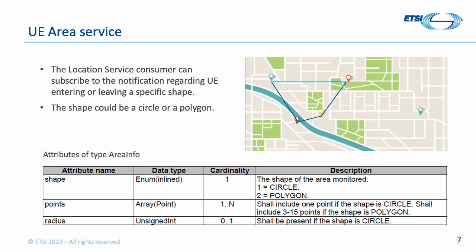The location service consumer can subscribe to the notification regarding UE entering or leaving a specific shape. The shape could be a circle described by a radius and origin point, or a polygon described by several points. The location service provides a flexible way to describe the target area for a subscription. This function could be used for a virtual electronic fence.